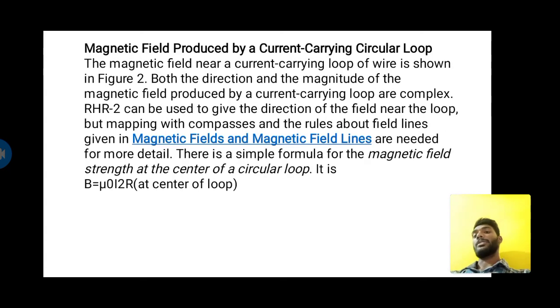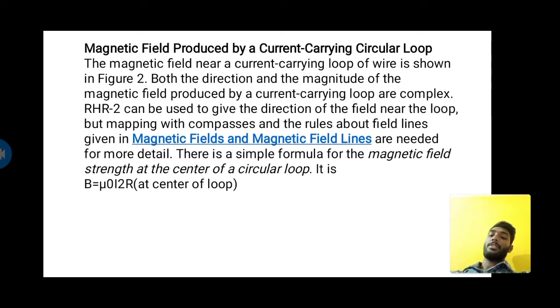Magnetic field produced by a current carrying circular loop. The magnetic field near a current carrying loop of wire is shown in figure 2. Both the direction and magnitude of the magnetic field produced by a current carrying loop are complex. RHR2 can be used to give the direction of the field near the loop, but mapping with compasses and the rules about field lines given in magnetic fields and magnetic field lines are needed for more detail. There is a simple formula for magnetic field strength at the center of a circular loop.